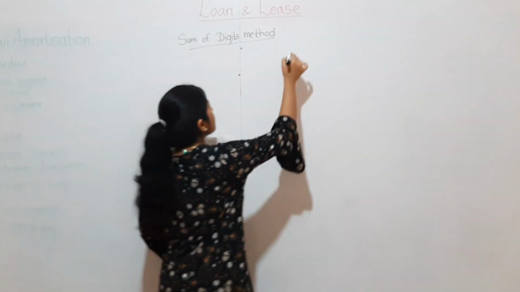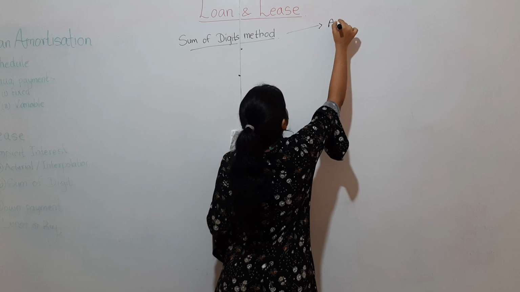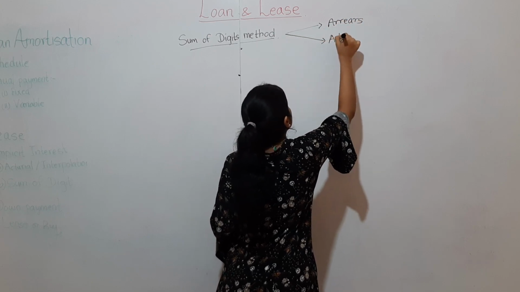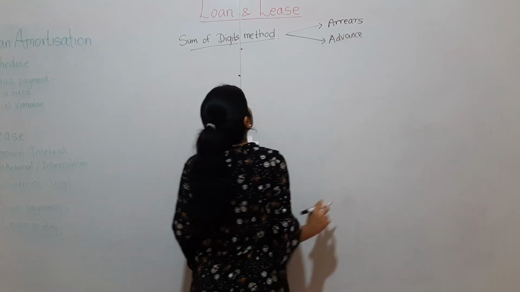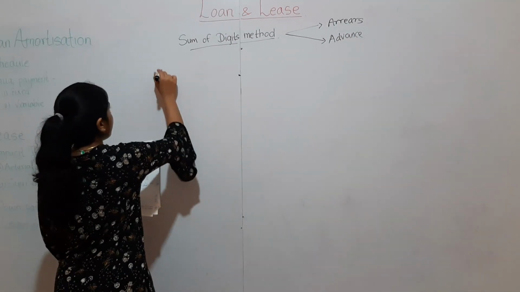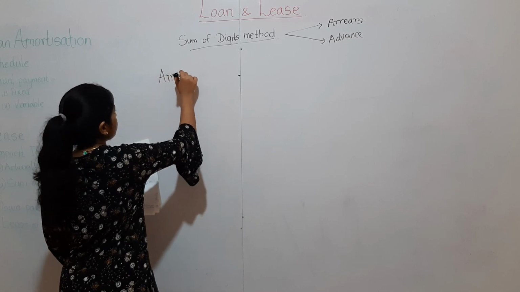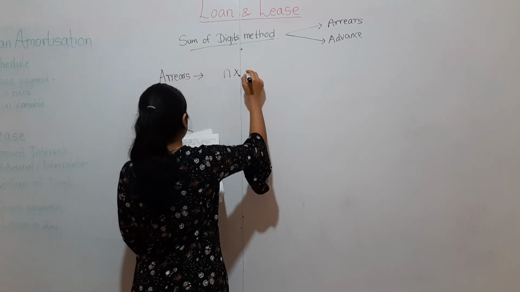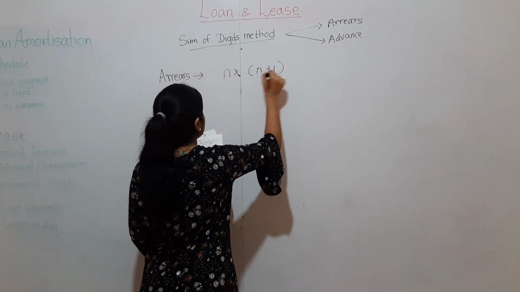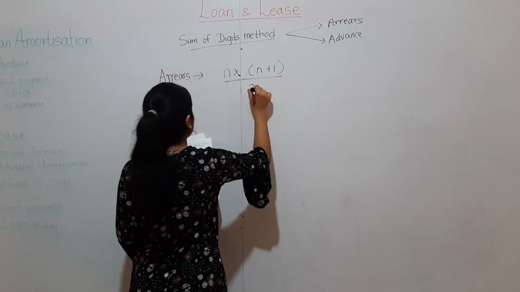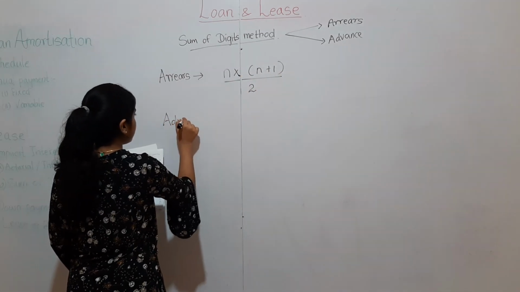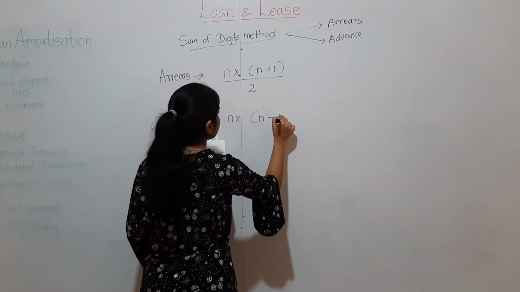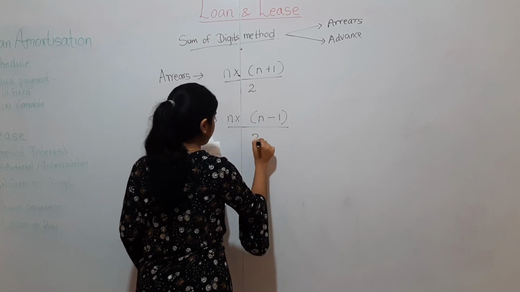Under the sum of digits method, we will be seeing two scenarios. One is the arrears method. The other one is the advance method. Both methods have a formula. In arrears, the formula is n multiplied by n plus 1 divided by 2, whereas in advance, you have another formula, which is n multiplied by n minus 1 divided by 2.